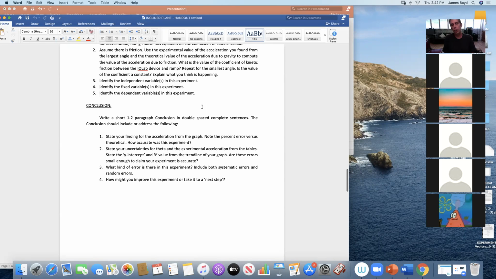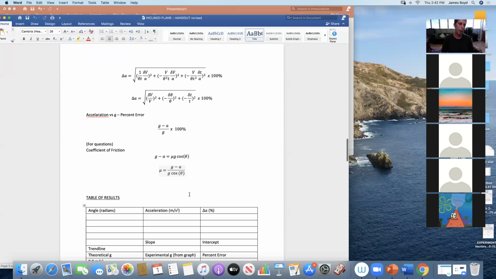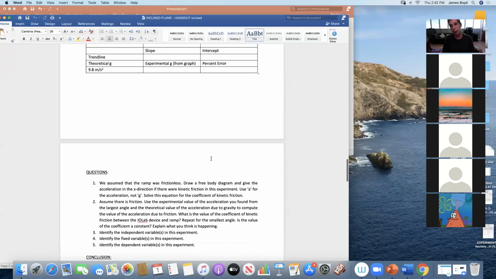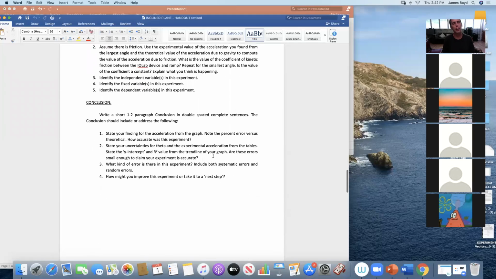Find the coefficient of friction for the highest angle and the lowest angle, and just tell me what they are, and then tell me why you think they're different. Okay. And I did give you the math if you needed it, and then I messed it up when I was talking a minute ago.